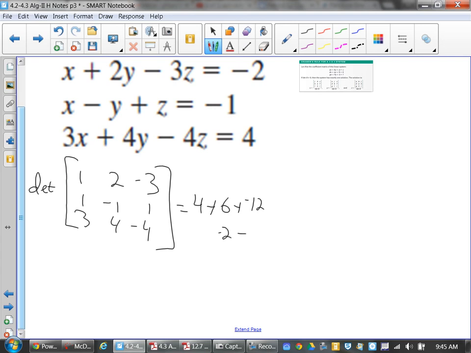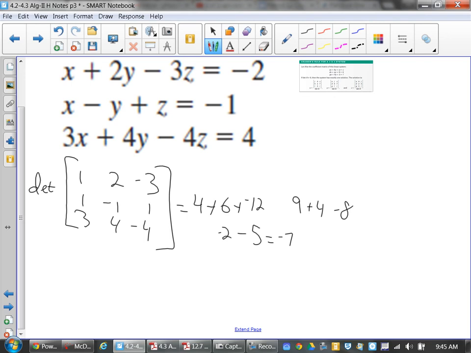Upper, I have 9. 4. What? Oh, I did the -4 other one. And -8. So you get 5. So I have a determinant of -7. Everybody okay with that? Yeah.